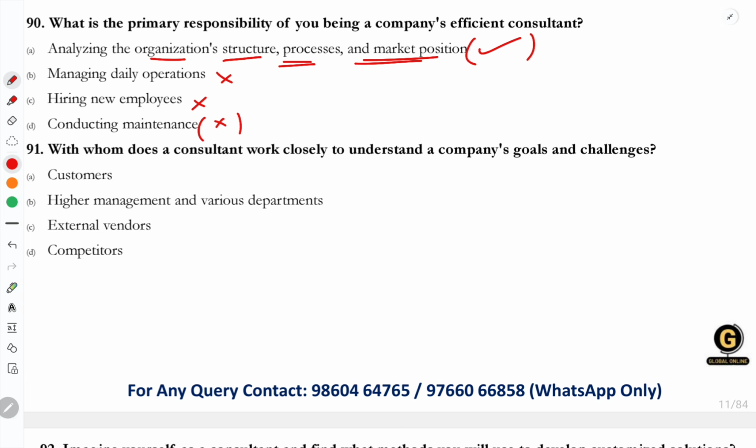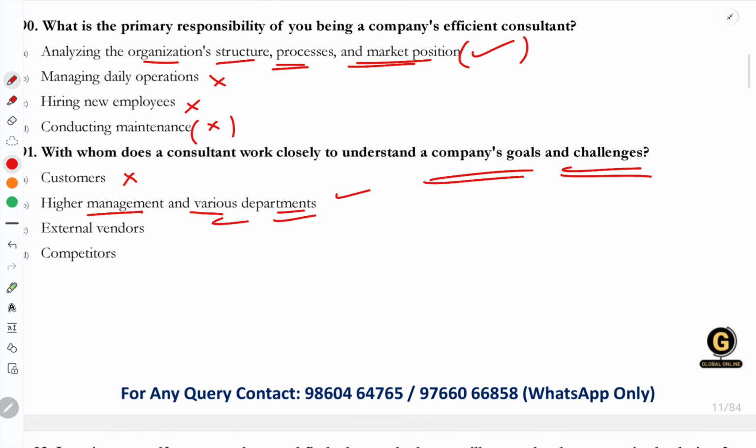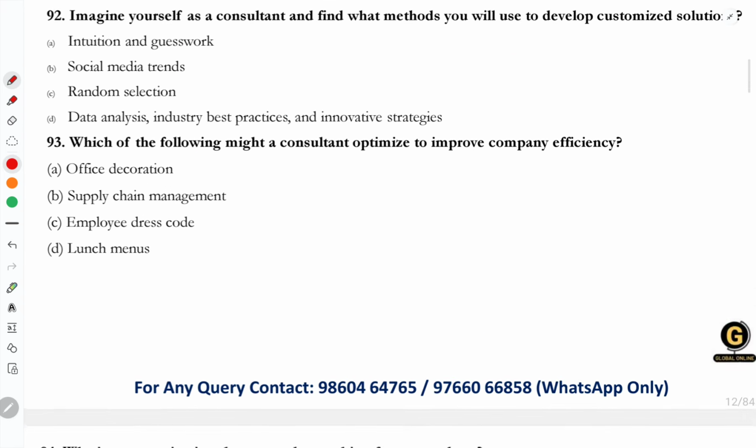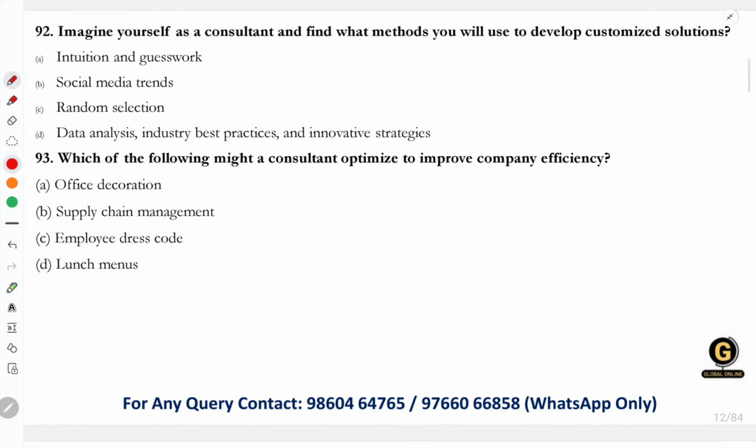Next question is, with whom does a consultant work closely to understand the company's goals and challenges? Will he work with customers? No, he has to understand the company's goals and challenges. So he will work with the company's team, the company's management, and the company's departments, not with external vendors, not even with the competitors. So the correct answer is option number B over here. Even after understanding the paragraph, you can simply solve the questions. Now moving ahead to the next question.